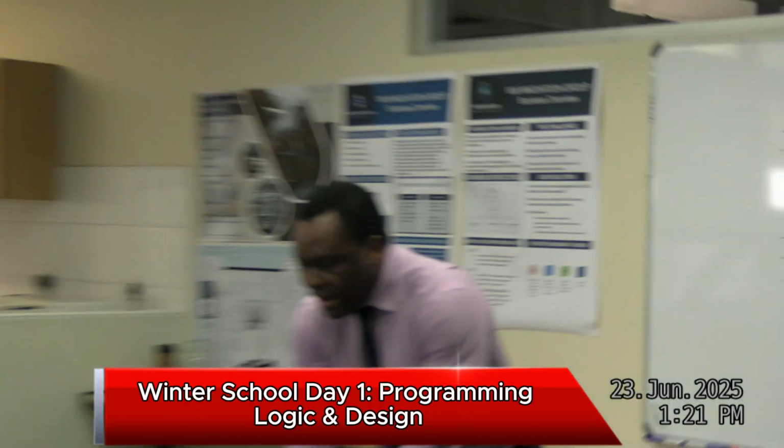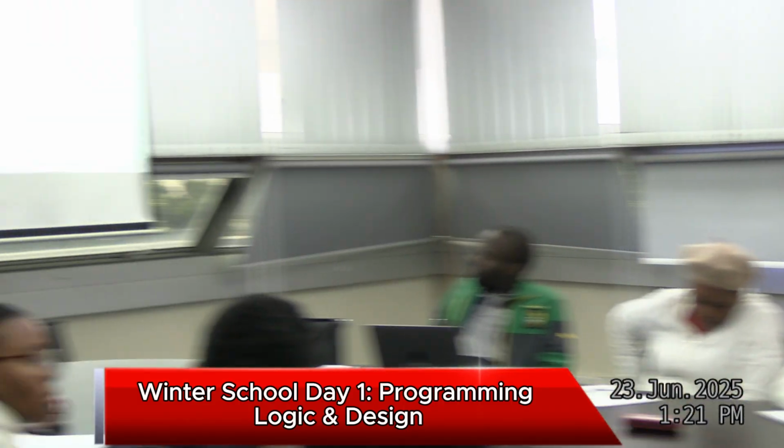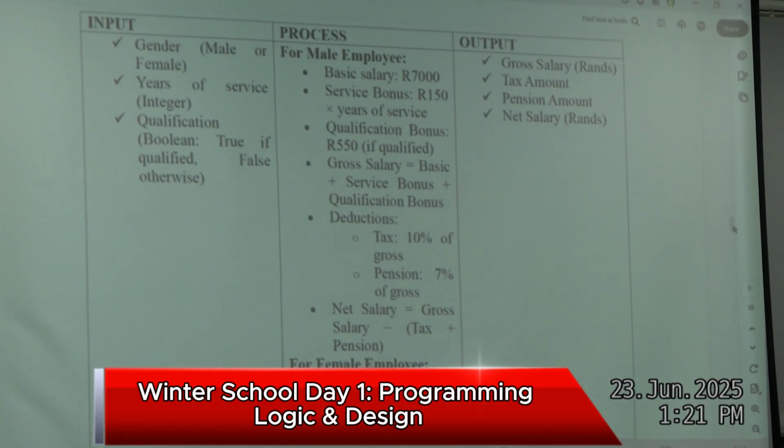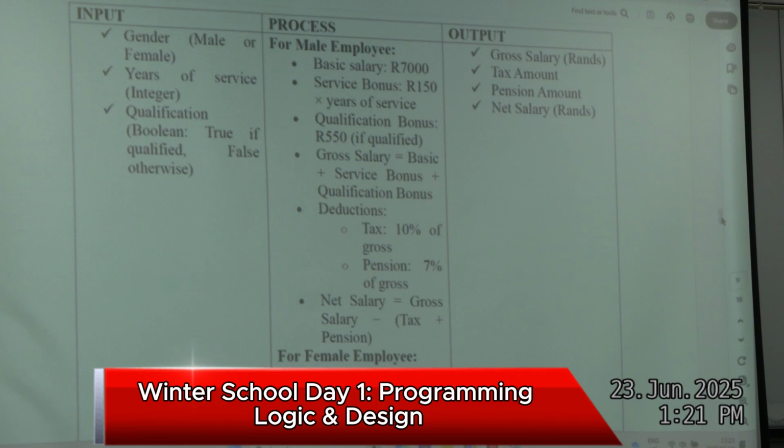Let us have a look at the processing. What's wrong there with men in processing? Let's start first with men. What can we remove from processing? Your bonus. We remove basic salary because it is already input. What else? All those values that we've entered. 150 years of service. Okay?